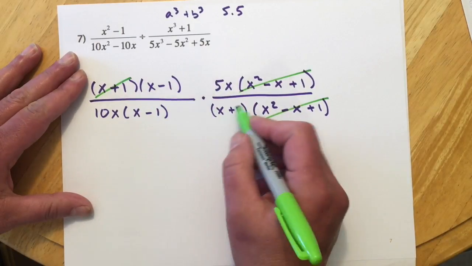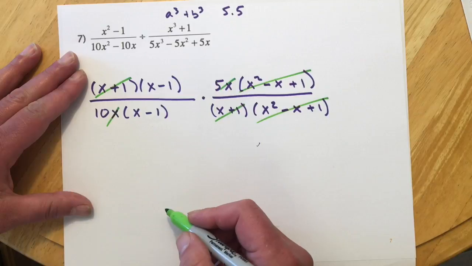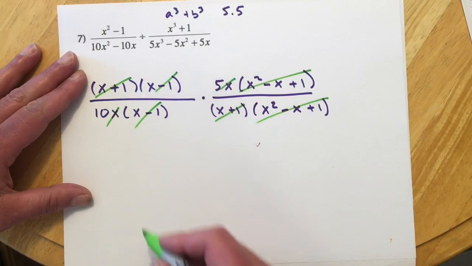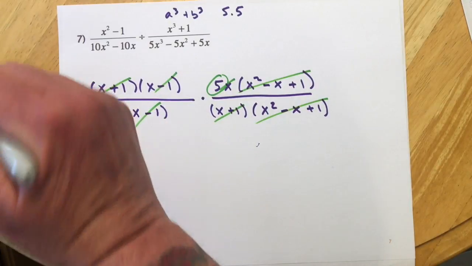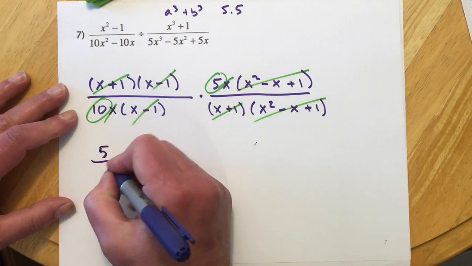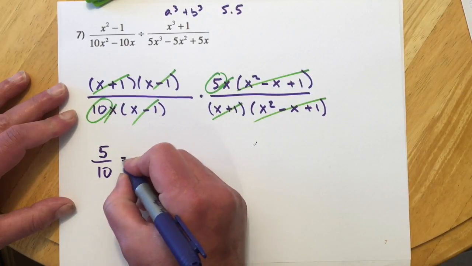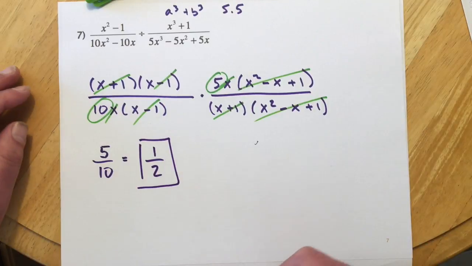Plus 1, we can get rid of that. We got x's in both spots, we can get rid of those. We got x minus 1s are gone. So I'm left with the 5 and the 10 right now. And so if I think of that as 5 over 10, reducing my fraction, I get 1/2 as my fully reduced answer.